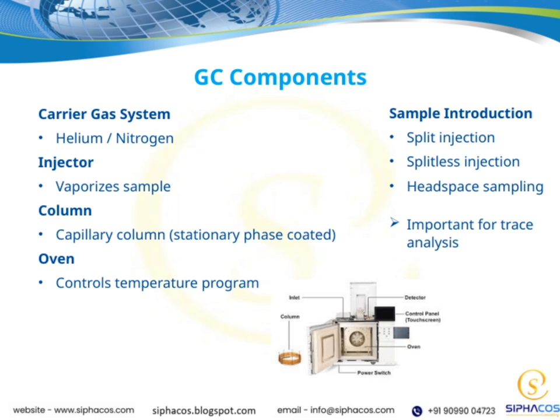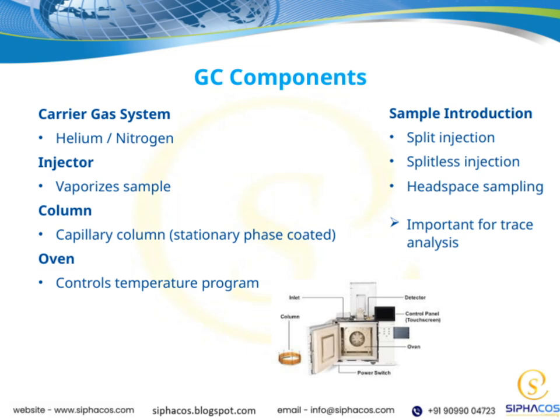Moving on to the components of a gas chromatograph, these are crucial for accurate and efficient analysis. The carrier gas system supplies the mobile phase, and commonly used gases include helium and nitrogen due to their inert properties. The injector is where the sample is vaporized, transforming from a liquid or solid into a gaseous state suitable for analysis. Next, we have the column, often a capillary type coated with a stationary phase. This stationary phase interacts with the sample components, allowing separation as the gases travel through it. The oven then plays a vital role by controlling the temperature, following a programmed temperature profile that optimizes separation and detection.